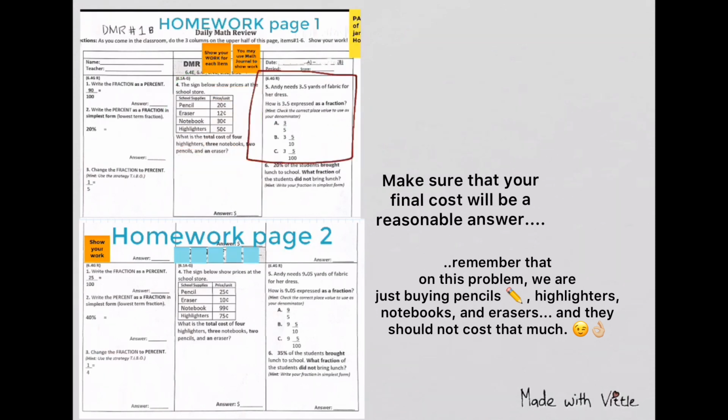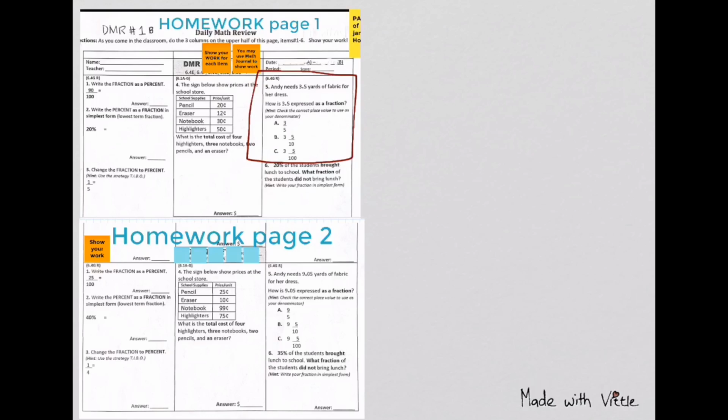Okay? Now let's move on to item number 5. Let me read. It says, Andy needs 3.5 yards of fabric for her dress. How is 3.5 expressed as a fraction? So there's always a hint there. All you have to do is read it. Check the correct place value to use as your denominator because they want it as a fraction. Okay? So the given decimal is 3.5.